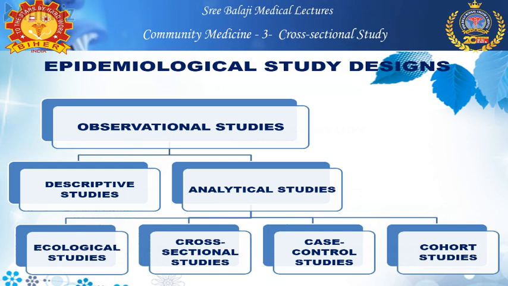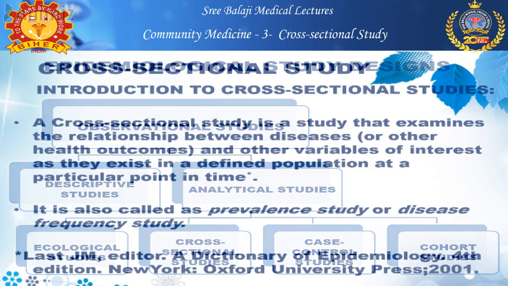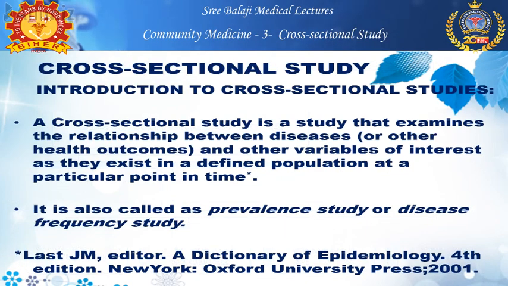In analytical study designs, we have got four types. The number one is ecological studies, number two is cross-sectional studies, number three is case control studies, number four is cohort studies. These cross-sectional studies are an important tool in studying the disease prevalence and its etiological factors. They are also useful for hypothesis generation, whereas case control and cohort are useful for hypothesis testing. Moving on to cross-sectional study.